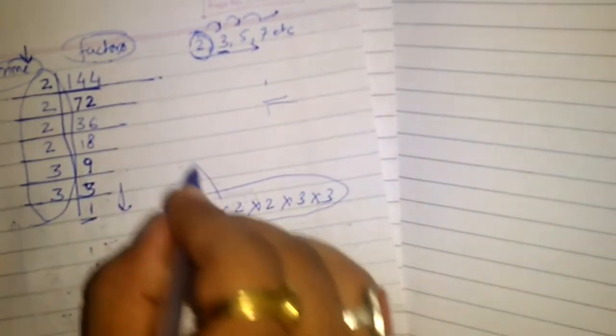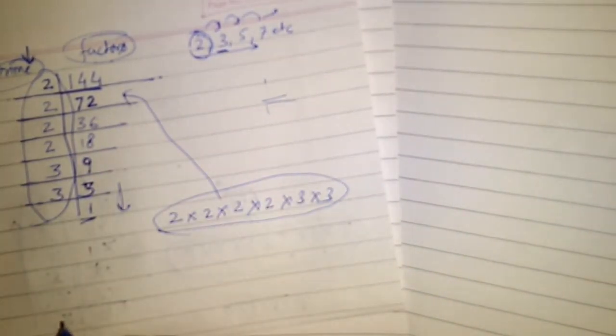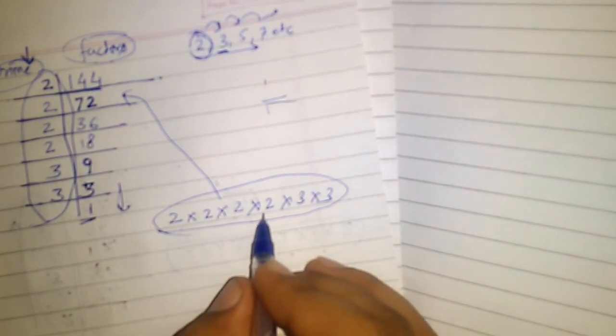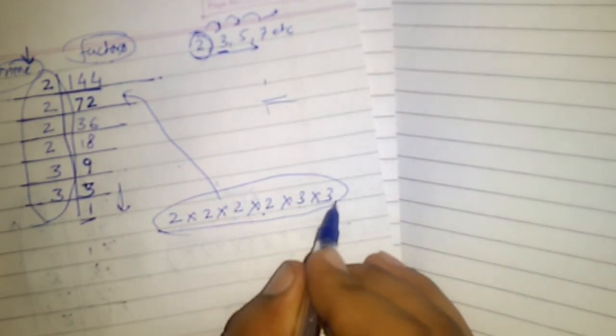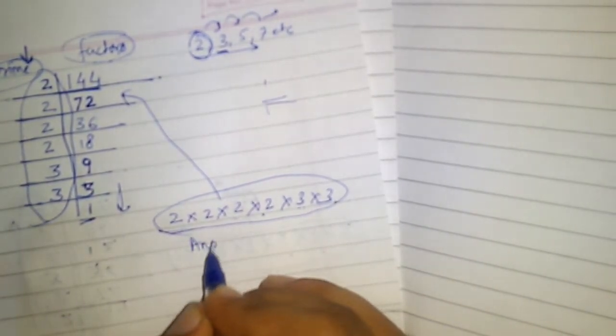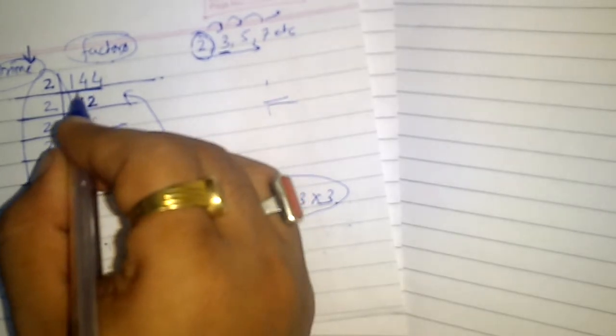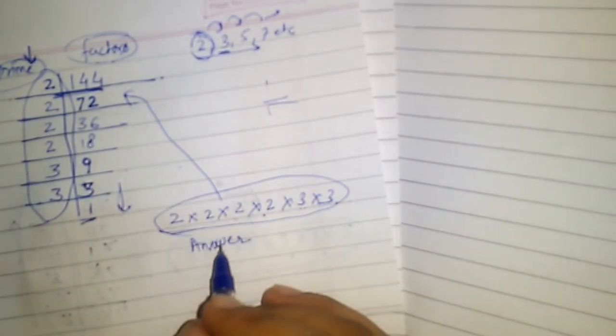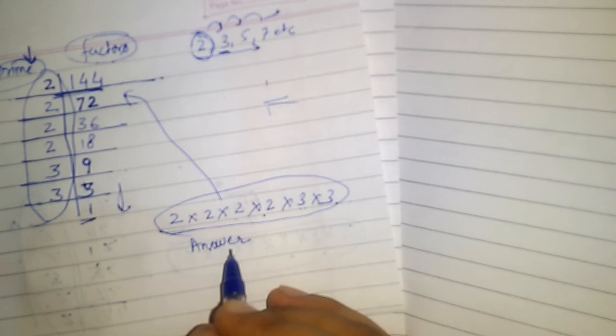This comes out to be 144. 2 into 2 is 4, 4 2s are 8, 8 2s are 16, 16 3s are 48, and 48 into 3 is 144. So this will be the answer of this prime factorization method. I hope you all are clear with this topic. That's it for today. Thank you.